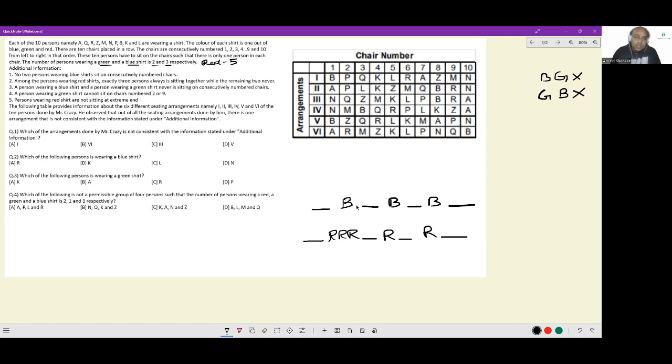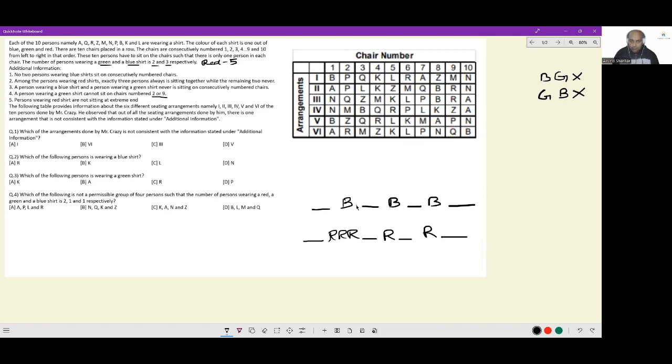The person wearing a green shirt cannot sit on chairs numbered 2 or 9. Persons wearing a red shirt are not sitting at an extreme end. Red cannot be at an extreme end. So if red is not at an extreme end, let's see.